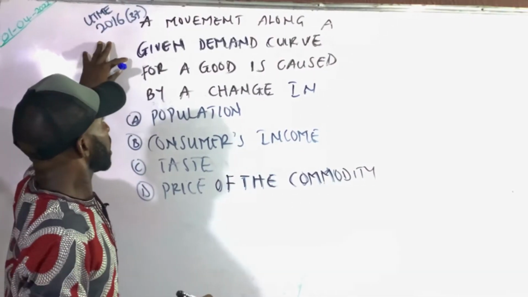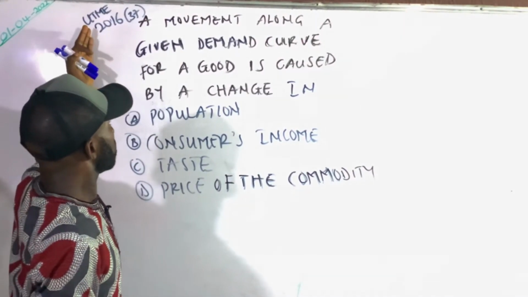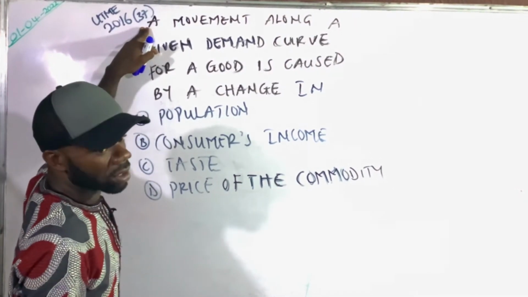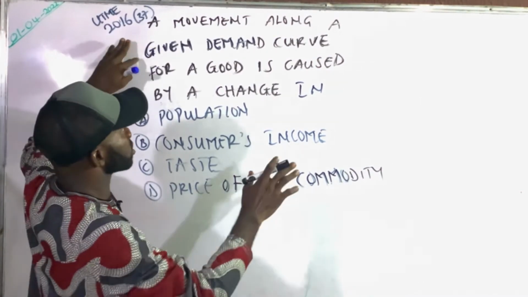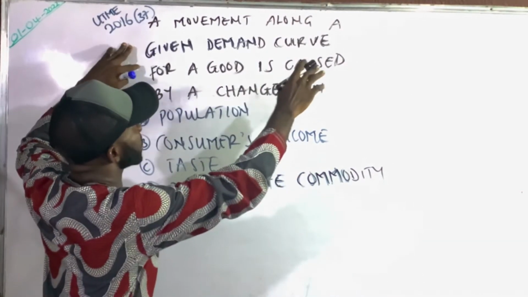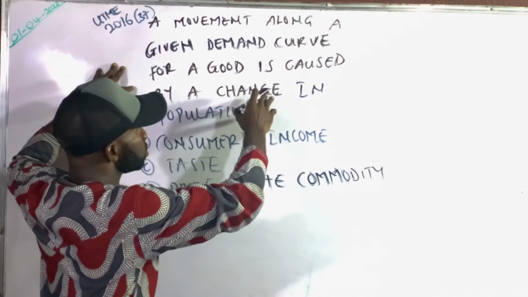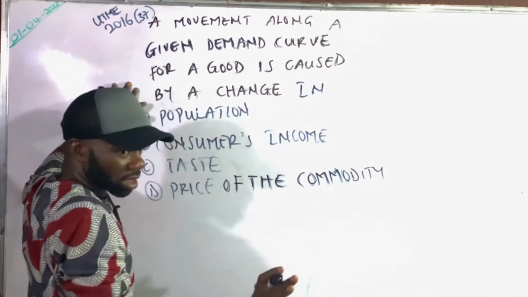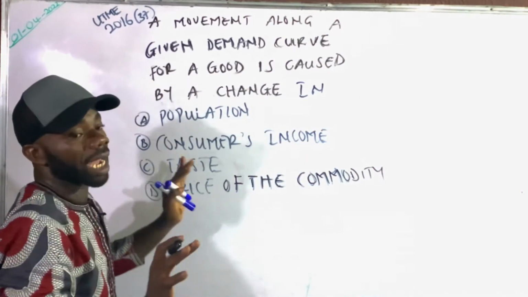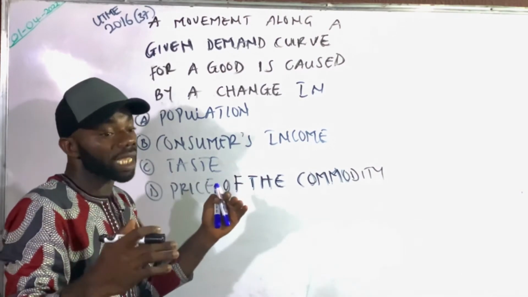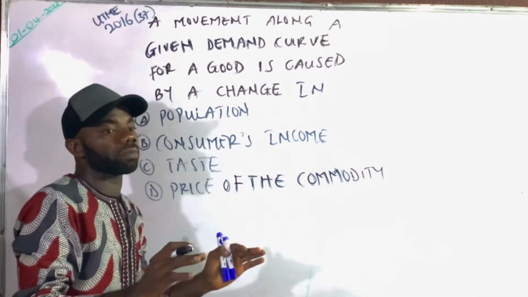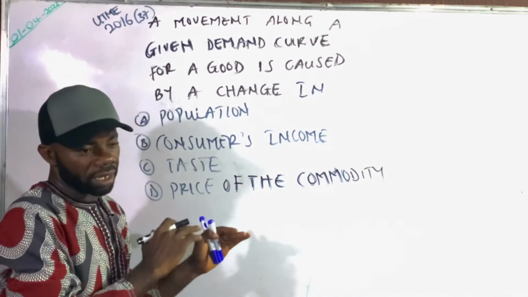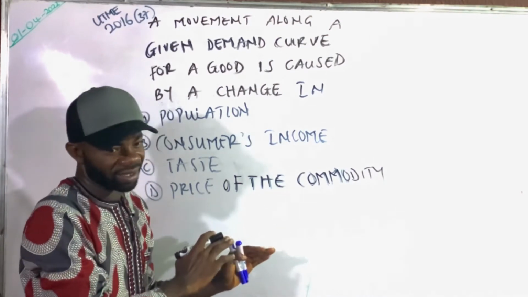All right, so we can consider a question from UTME, which is also known as JAMB, 2016, question 37. This question says, a movement along a given demand curve for a good, which is also a commodity, is caused by a change in dash. Now, for students writing JAMB, one key strategy that you need to adopt is the elimination method. If you know what is not the answer, then you're close to what the answer is.